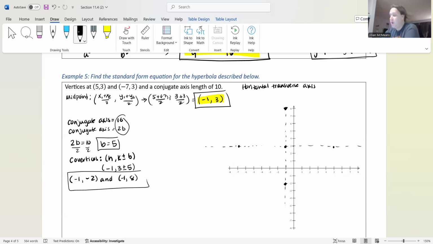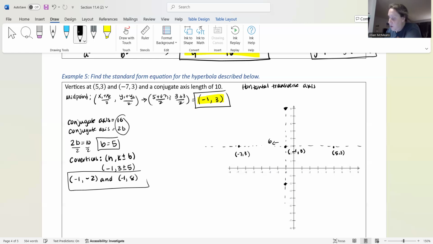Okay, so we've got a lot here. We've got b, we've got a. Do we know what a is? We can figure out what a is. We know what our two vertices are, so we just need to figure out how far away from the center we are. Remember, our center is the ordered pair -1, comma 3. Our vertices are at 5, comma 3 and at -7, comma 3. So how far are each of these points from the center? You can just count. To go from -1 to -7, I would go back 6.